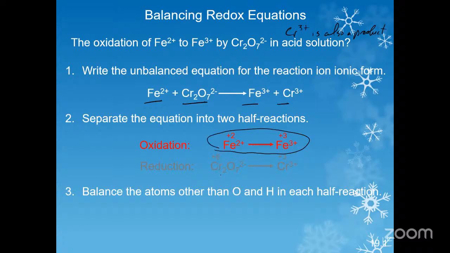But in the case of the second half equation, we have 7 oxygen atoms on the left side, and we have no oxygens on the right side, right? So what does that mean? That means we need to add 7 water molecules to the right, so that by doing that, we now balance oxygen. We have 7 oxygens on the right, which balances with the 7 oxygens on the left, right?